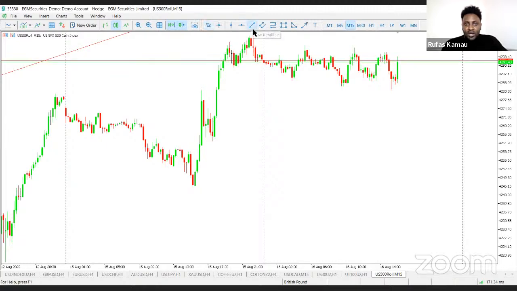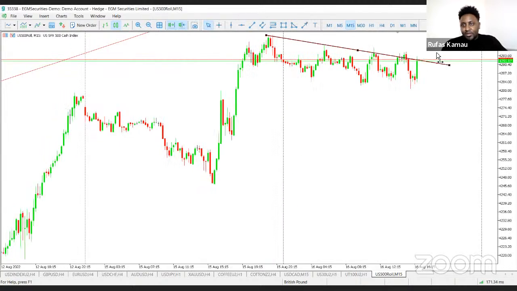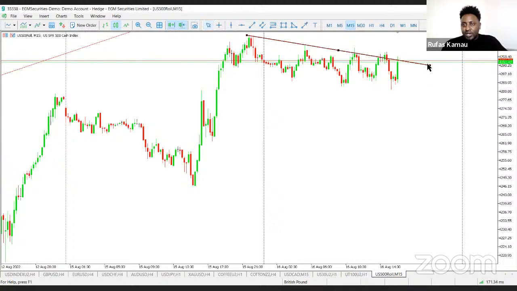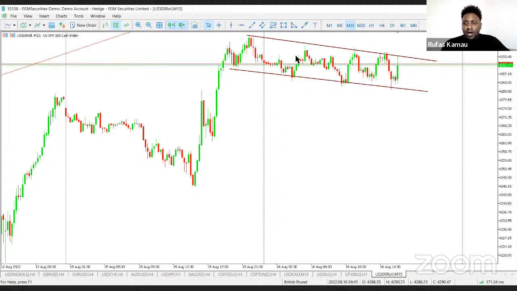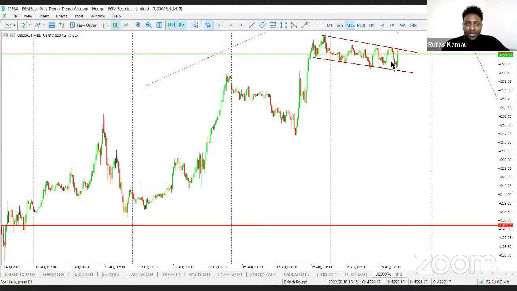We are already seeing what looks like a flag here. For a shorter term trade, this is the area. Since the beginning of the day, nothing much, just to and fro between these two trend lines, just playing within these. If momentum kicks in this market, then it will be a clear break either to the upper side or to the lower side.